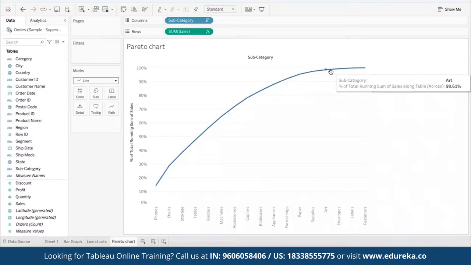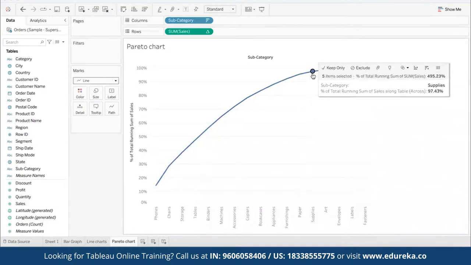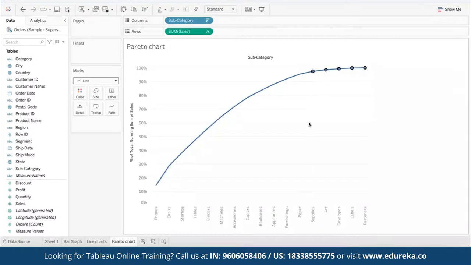So if I stop selling, let's say, look at this, after supplies, art, from 97 it's 98. Means what? Just about 1% is the contribution. Over here, much less, even less. So if I stop selling all of these items, supplies, art, envelopes, labels, fasteners, nothing will happen. Maximum 2.5% of my market share I will lose. At most, 2.5% of my market share I will lose if I stop selling all of these items. But if I stop selling these three items, 40% of the market share I will lose.